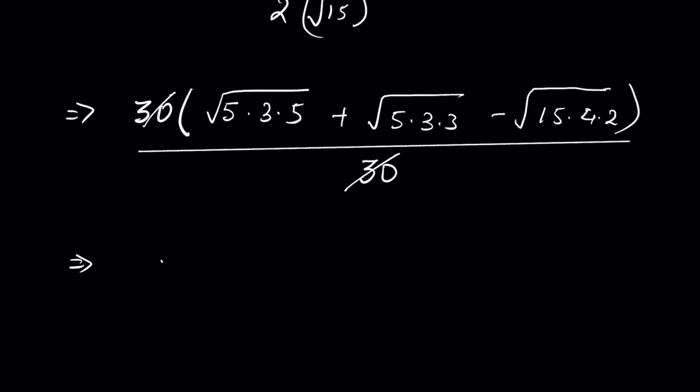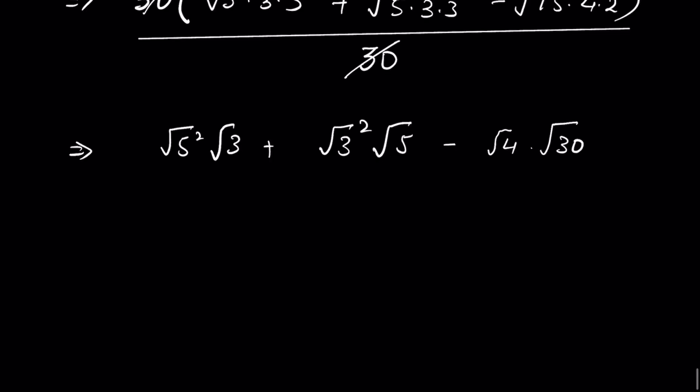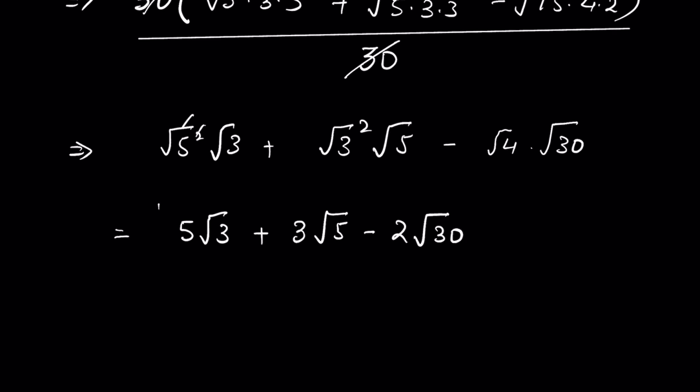Now this is square root of 5 square times square root of 3 plus square root of 3 square times square root of 5 minus square root of 4 times square root of 30. Remove the square root with the square, so it is 5 times square root of 3 plus 3 times square root of 5 minus 2 times square root of 30. So this is our final answer.